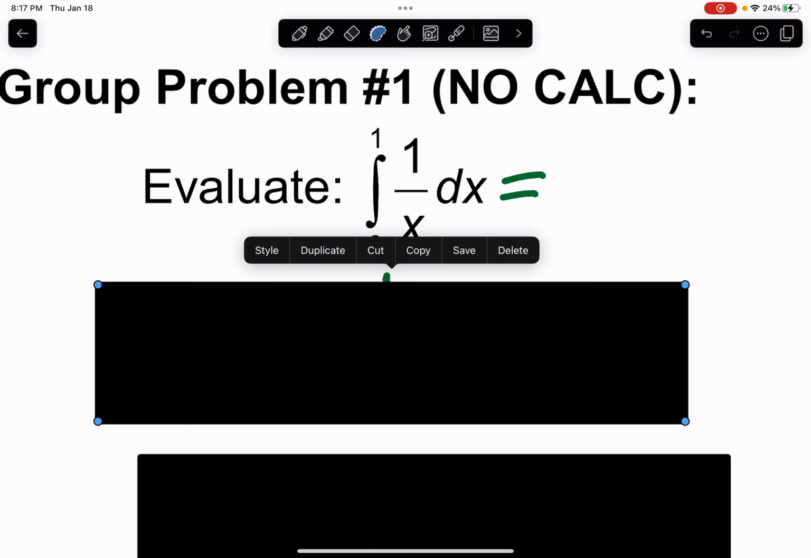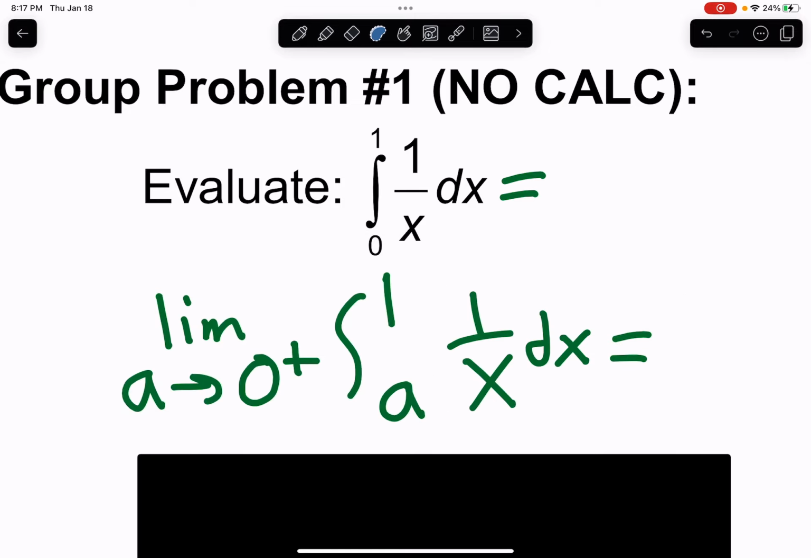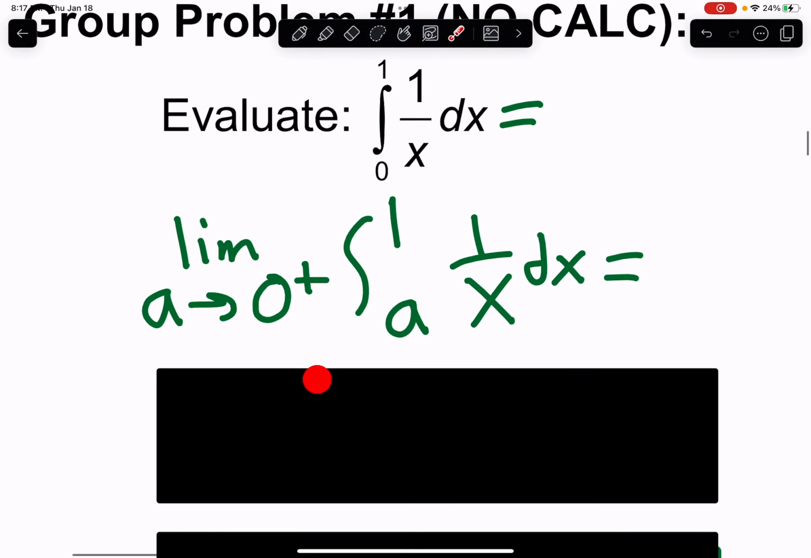The first thing I've got to do is what we talked about earlier. Let's rewrite this as a limit. You can pick whatever placeholder variable you want, just don't pick x, because x is accounted for. Limit as a approaches 0 from the right, because it's my lower bound and I can only approach it from the right, of the integral from a to 1 of 1 over x dx. We've done questions like this in the last notes.